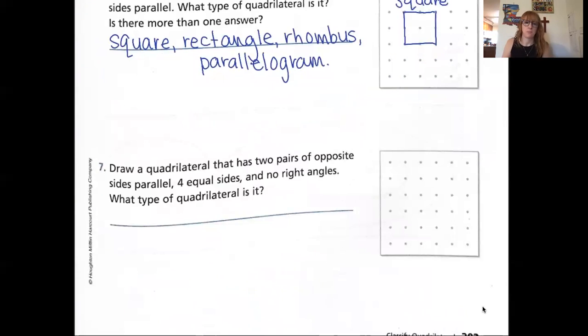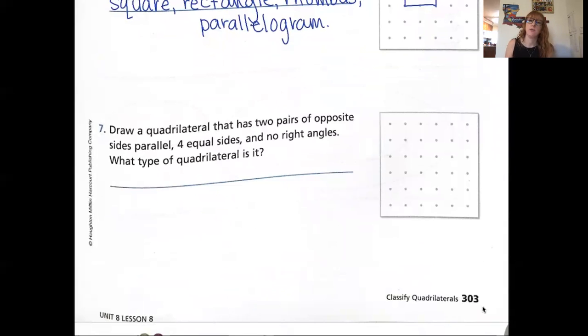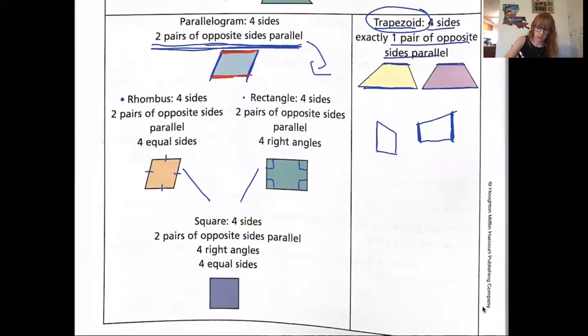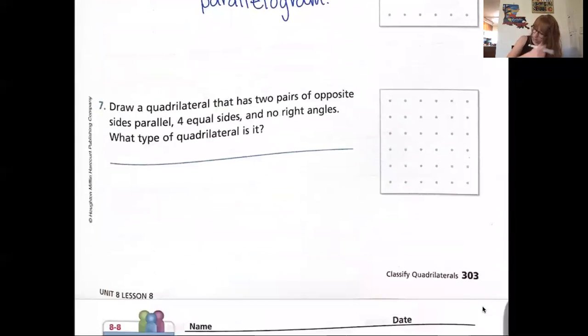Okay, number 7. Draw a quadrilateral that has two pairs of opposite sides that are parallel, four equal sides, and no right angles. We're going to go back up here and look. Two pairs of opposite sides that are parallel, so we're in parallelograms. It has four equal sides, so it's probably either a rhombus or a square. And then it says no right angles, so now it can't be a square. It must be a rhombus. So we'll go back down, and we will write rhombus.